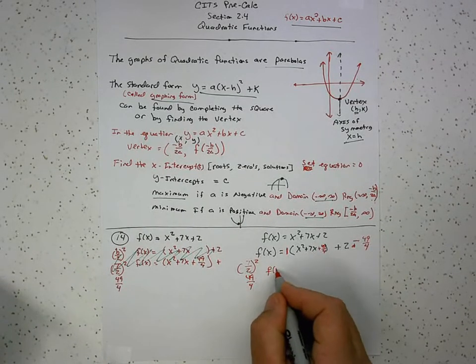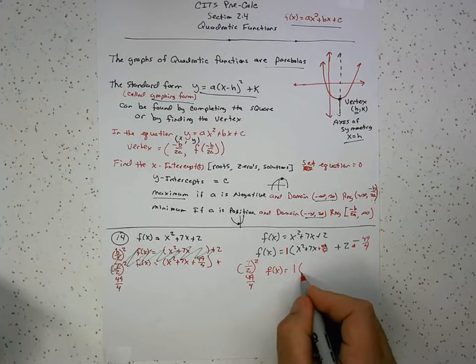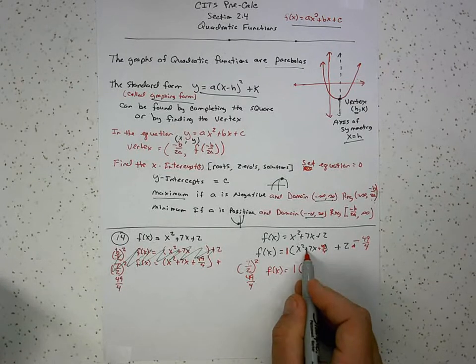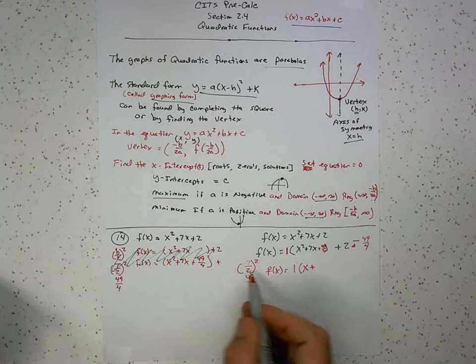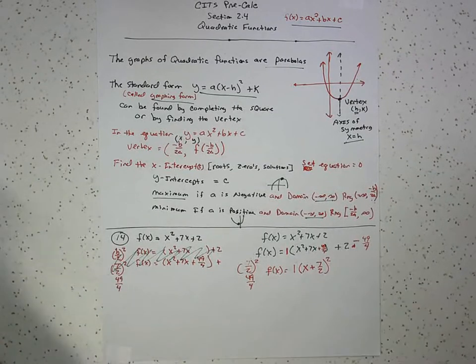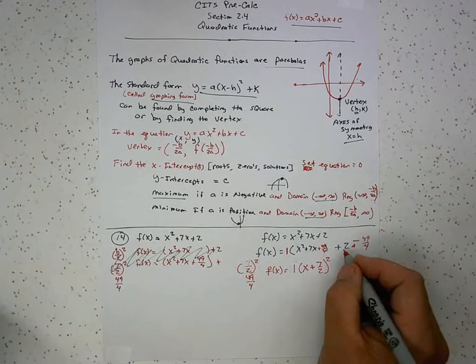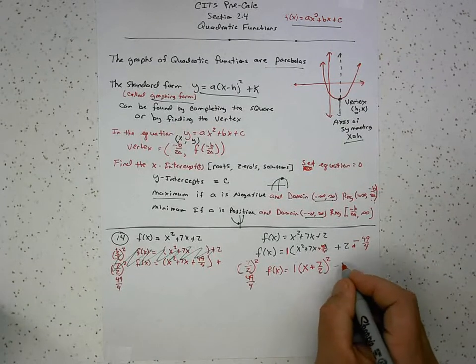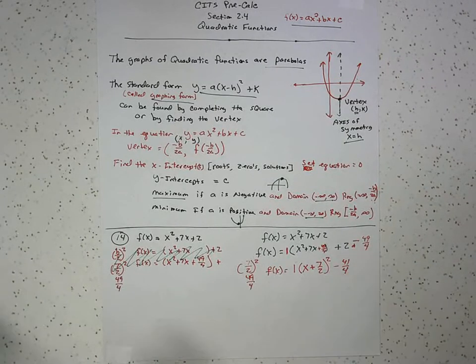I can then factor. This turns into x. Always use the middle sign, whatever b over 2 was. And then I've got the 2 minus 49/4, which is going to be 8/4, so minus 41/4. Okay, so now we have it in graphing form.